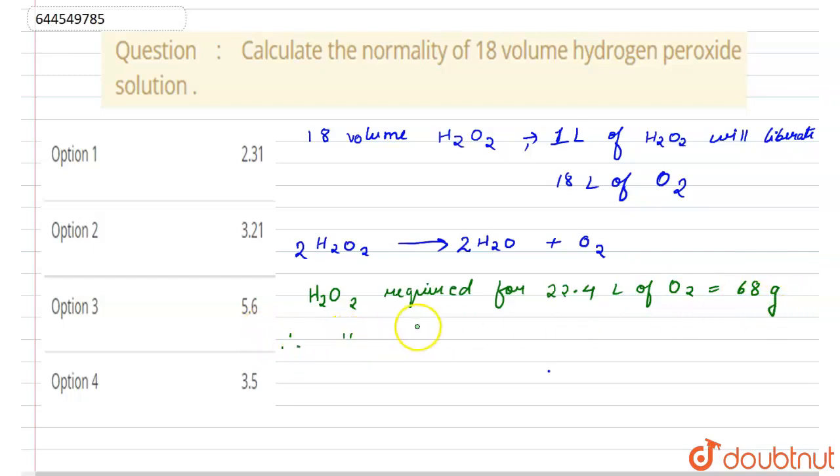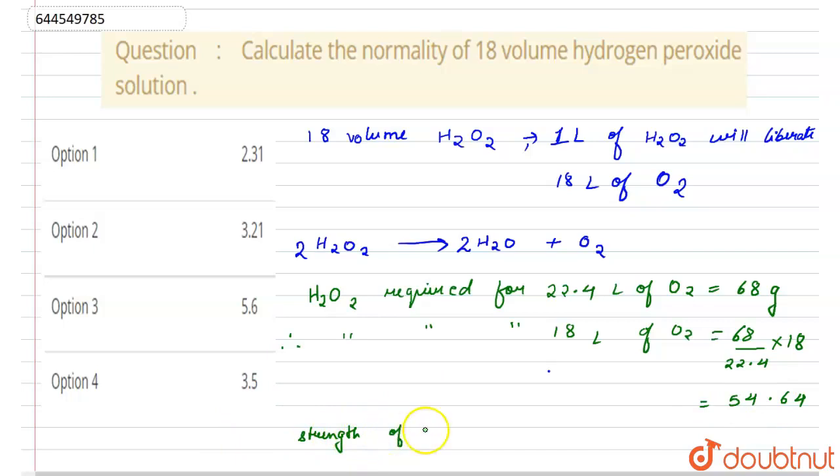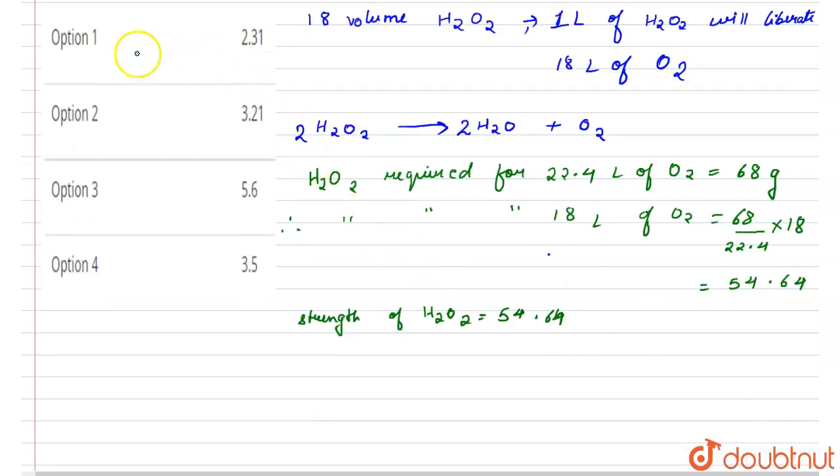Therefore, H2O2 required for 18 liters of O2 equals 68 by 22.4 into 18. When we calculate this, we'll get 54.64. This implies strength of H2O2 equals 54.64.